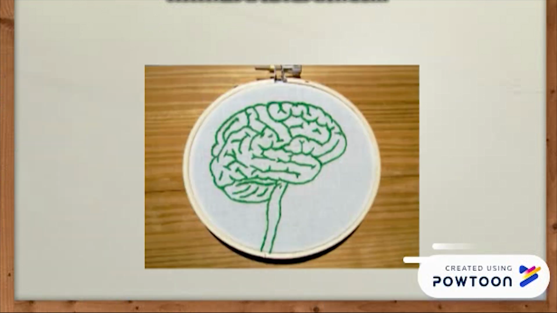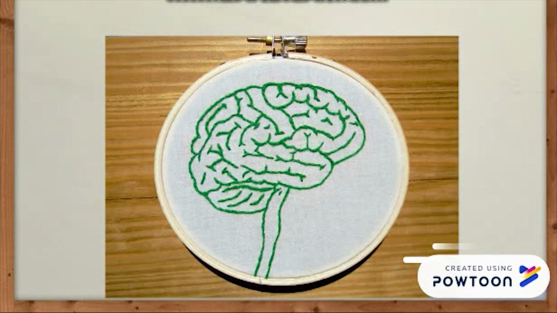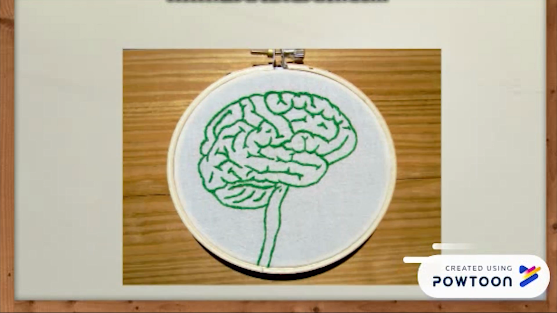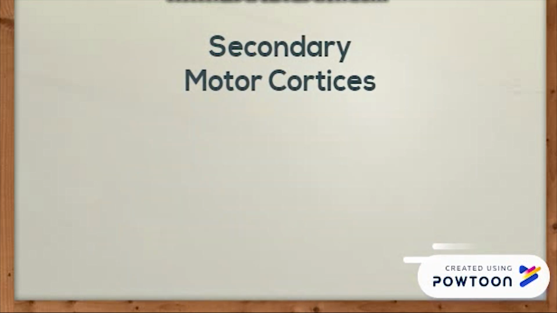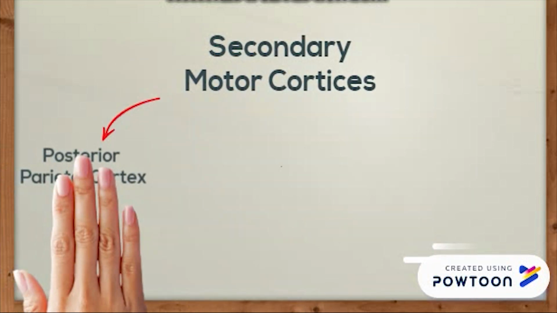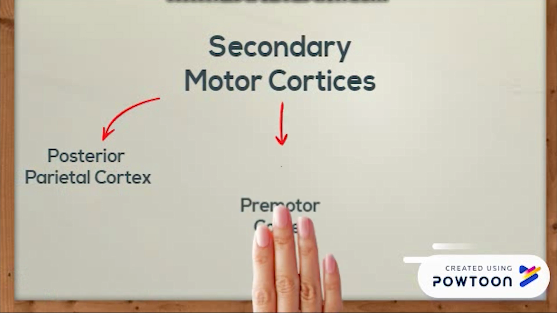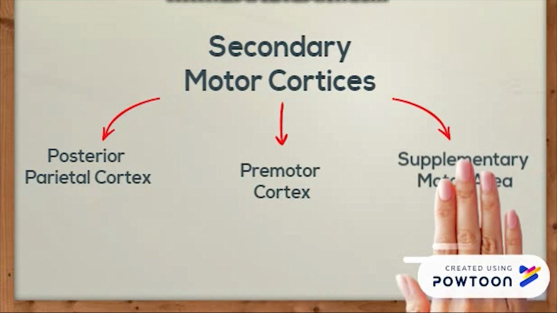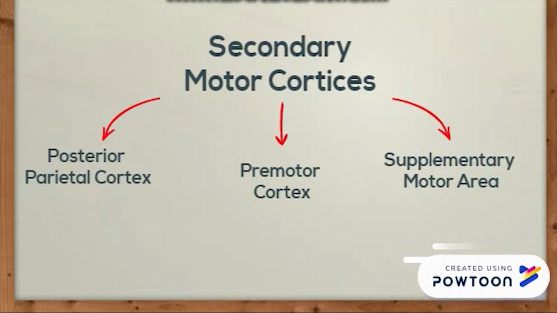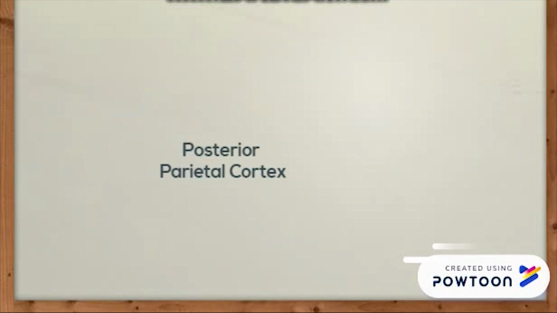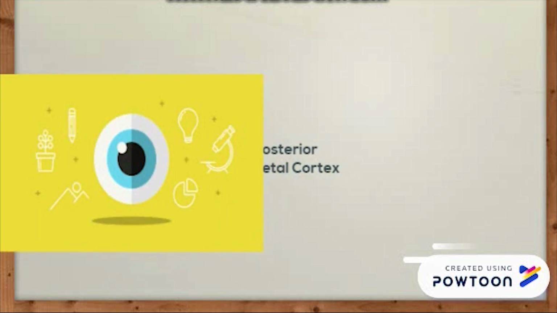Other regions of the cortex involved in motor function are called the secondary motor cortices. These regions include the posterior parietal cortex, the premotor cortex, and the supplementary motor area. Posterior parietal cortex is involved in transforming visual information into motor commands.